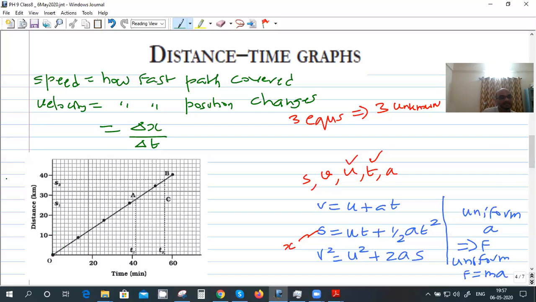Here you have a plot of x. Let's call this distance x and time t. From this graph, can you find the velocity? Yes, you can. Delta x by delta t is the slope. If we take two points, the vertical interval is delta x and the horizontal interval is delta t. The slope of the line is delta x by delta t.